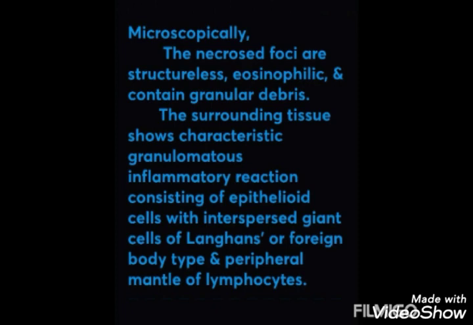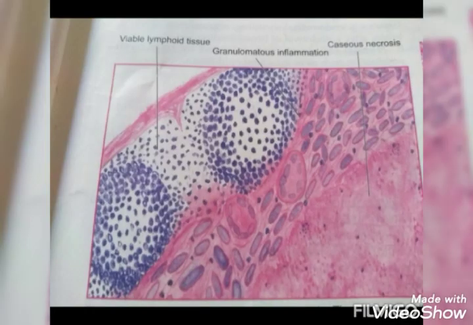So, what cells are present here? Mainly the necrosed foci are structureless and eosinophilic, containing granular debris. Here the important feature is granulomatous inflammation. This picture shows granulomatous inflammation: caseous necrosis, the presence of granulomatous inflammation, and in between there is viable lymphoid tissue.